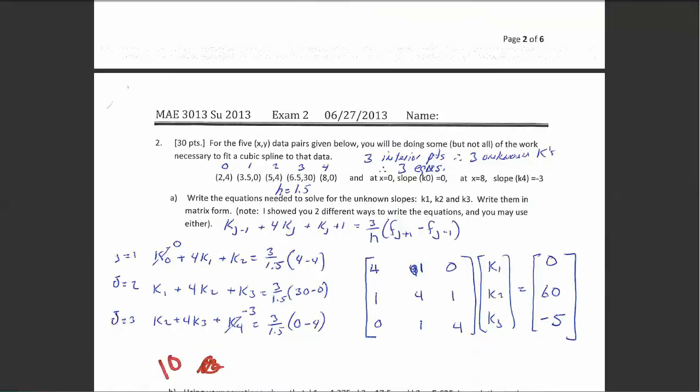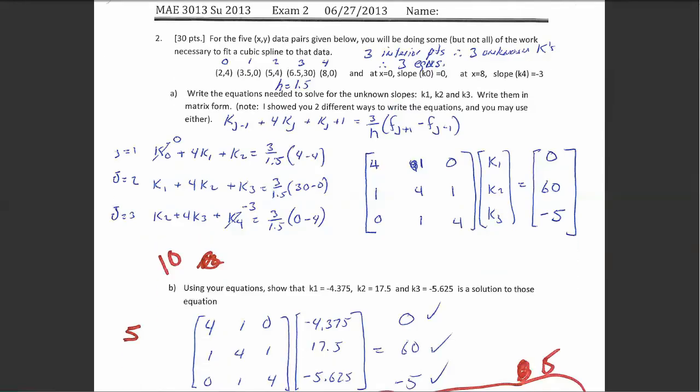Our next problem has 5 xy data pairs, and we're going to do some but not all of the work necessary to fit a cubic spline to that data. Notice we have indices 0, 1, 2, 3, and 4, counting from 0, which gives us our 5 data points. The x values are 2, 3.5, 5, 6.5, and 8. You can see from that, that's going to give us a step size h of 1.5. That's our delta x values. And then we have our y values.